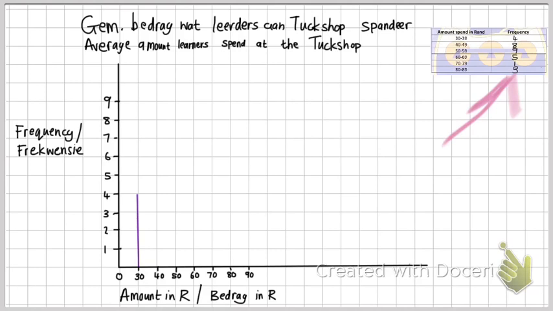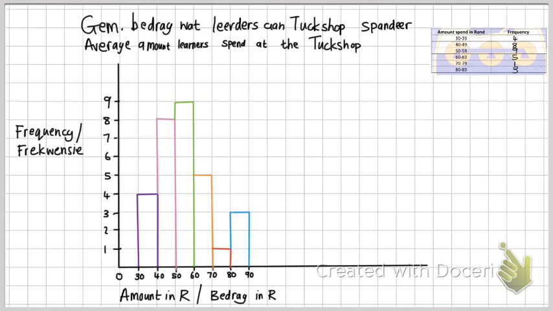So for 30 to 39, I have a frequency of 4. So I make a bar up to 4. Then I make a bar right next to it up to 8. Then 9. Then 5. 1 and 3. And that is the histogram.